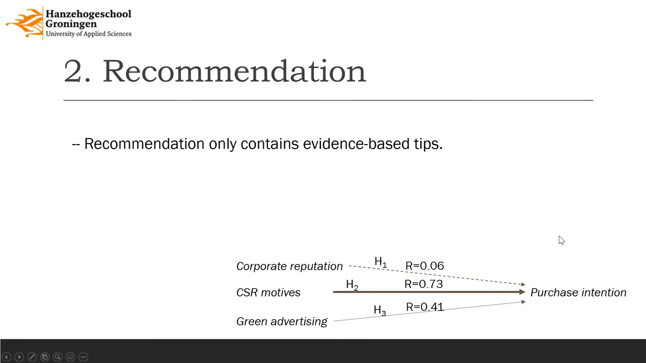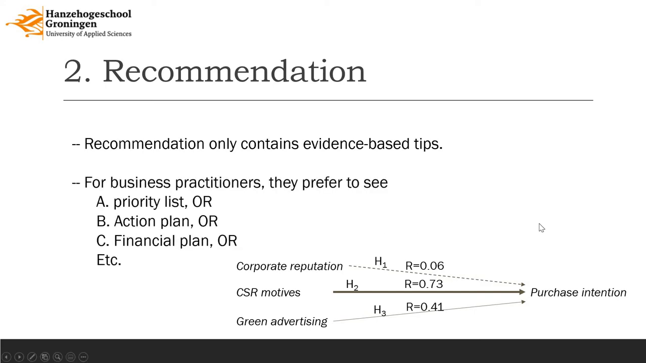And let's look at this example of my findings again. What do the business practitioners prefer to see in the recommendation chapter? They like to see a kind of priority list. For example, for corporate reputation, CSR motifs, and green advertising, we have known that H2 has the strongest relationship. After that is green advertising, while corporate reputation is not that important in my research. So on the priority list, I will put CSR motifs at the top, and after that is green advertising.